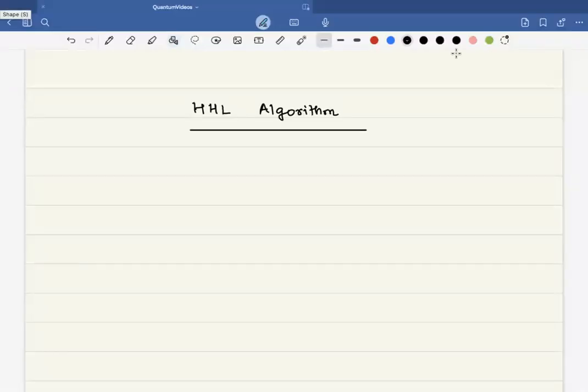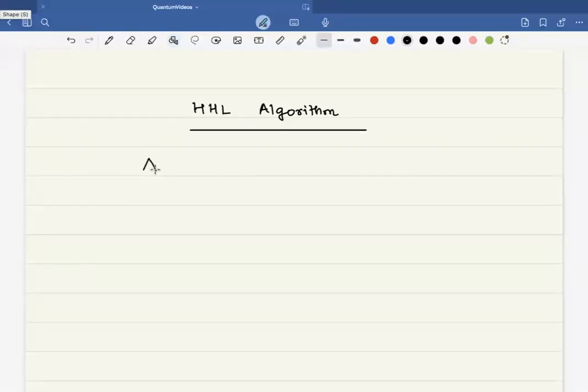Hi, today we'll talk about an important algorithm, and you can call this algorithm a quantum machine learning algorithm. It's called the HHL algorithm, HHL standing for Harrow, Hassidim, and Lloyd, who discovered this algorithm in 2008. Now, this is an algorithm to solve a linear matrix equation.